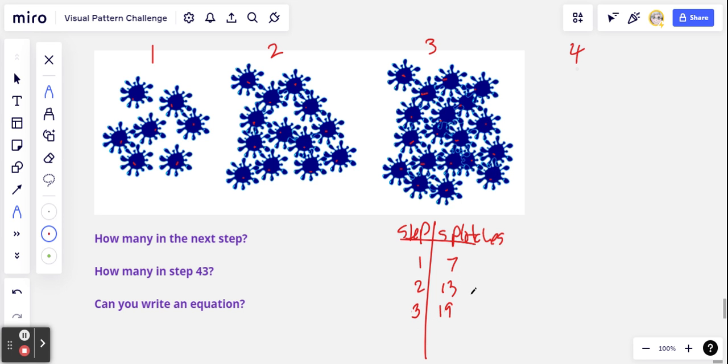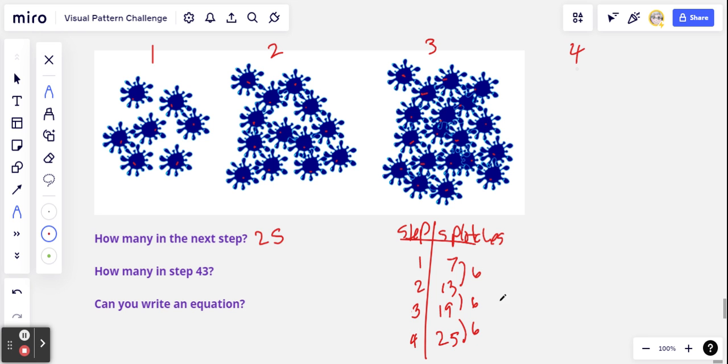So let's go ahead and take the difference so we can see how many are being added each time. So 13 minus 7, that's 6. And 19 minus 13, that's also 6. Okay, so this looks like it's growing at a steady rate, and we're just adding 6 splotches each time. So for step 4, we would add 6 more splotches, and 19 plus 6 would be 25. So my prediction for step 4 is going to be 25 splotches.